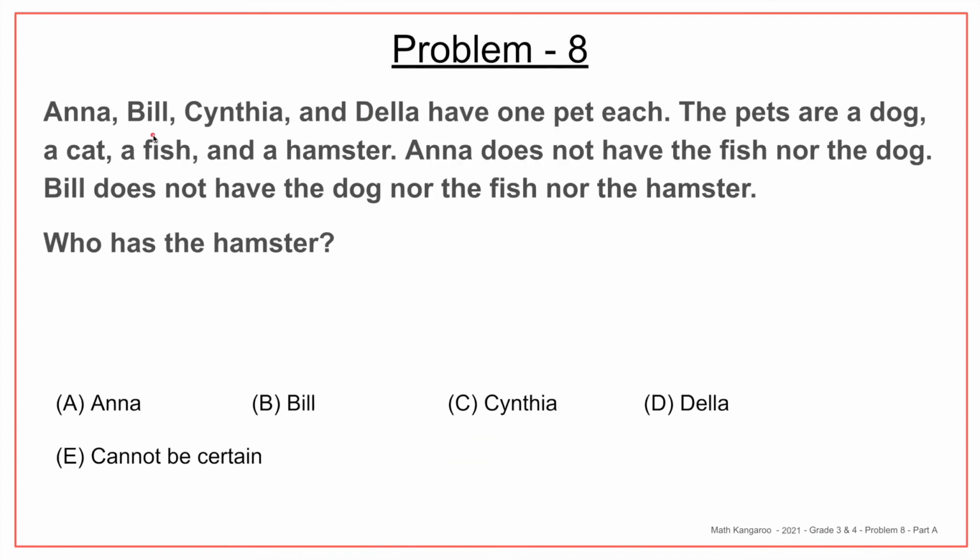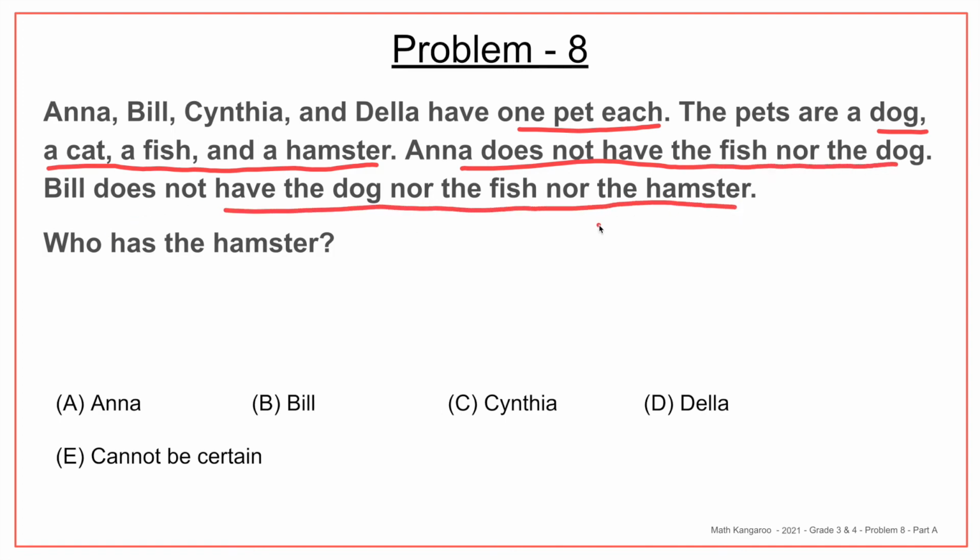Problem 8. Anna, Bill, Cynthia and Della have 1 pet each. The pets are a dog, a cat, a fish and a hamster. Anna does not have the fish nor the dog. Bill does not have a dog nor the fish nor the hamster. Who has the hamster? So let us go along with this question. So we have Anna represents A, Bill B, Cynthia C, Della D. Now the pets are dog, cat, fish and a hamster.